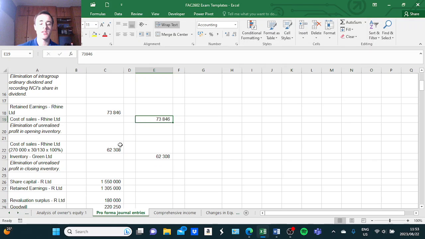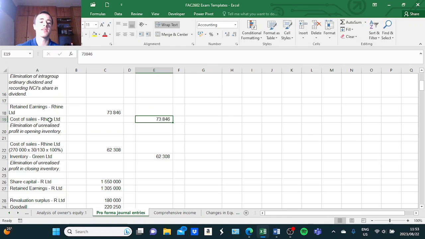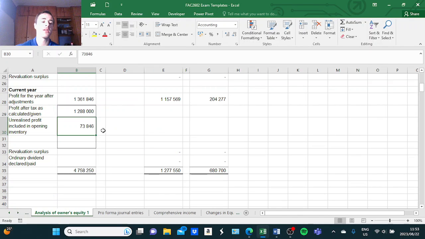So in conclusion, or in short, we will show this adjustment firstly in the cost of sales line item as a negative adjustment. That is in accordance with the journal entry, and because the subsidiary's cost of sales is affected, we need to show this in the analysis of owner's equity as well. In the current year section, we are decreasing cost of sales for Rhine Limited, and this will increase their profit after tax. So therefore it is shown as a positive adjustment right here.